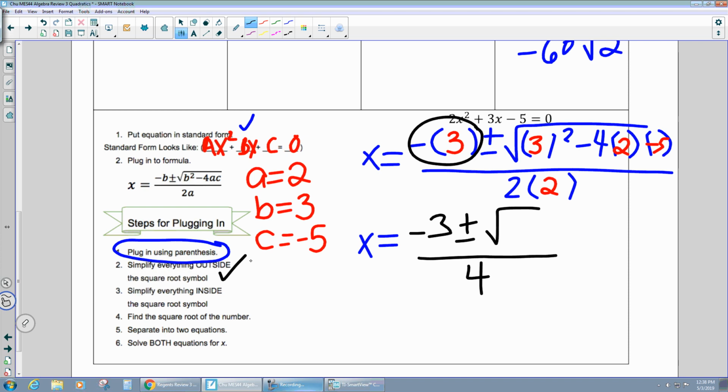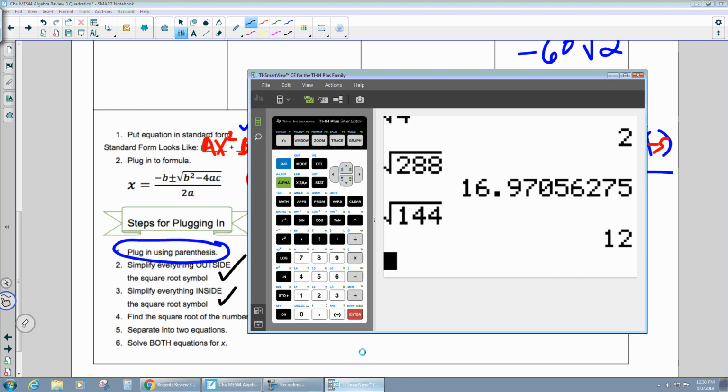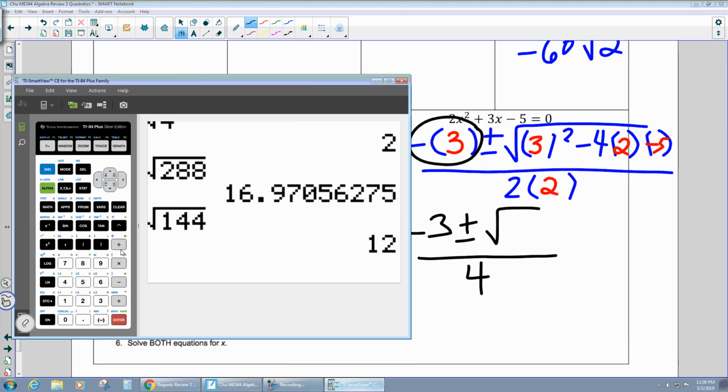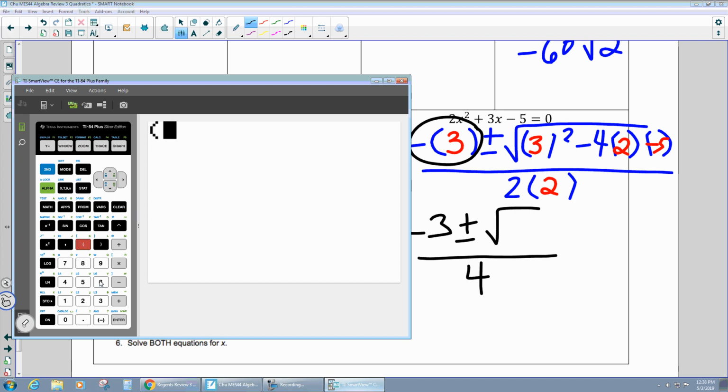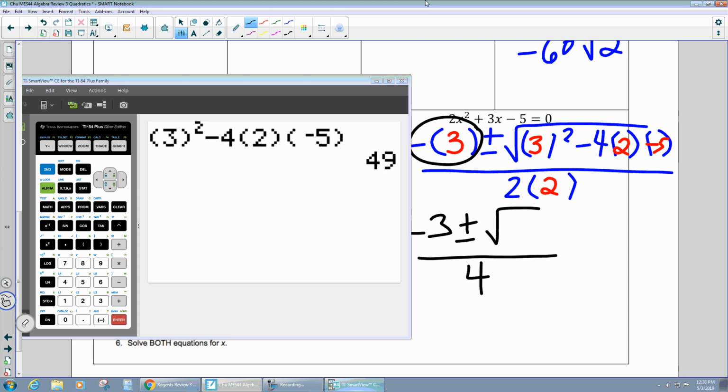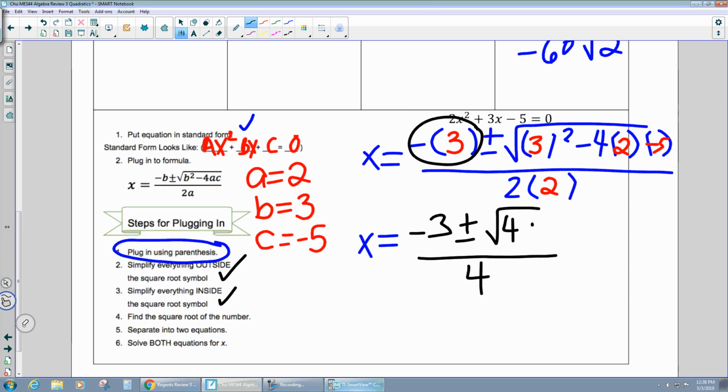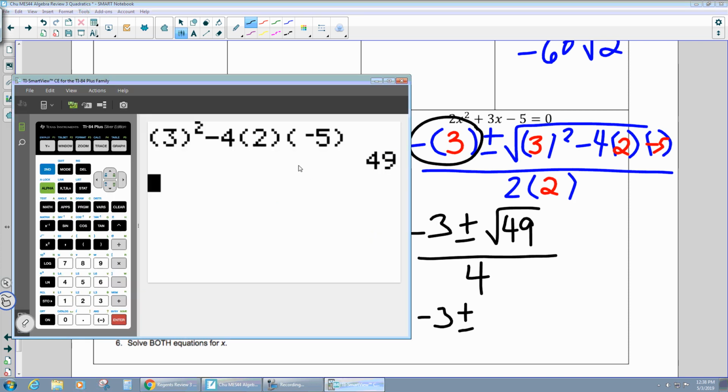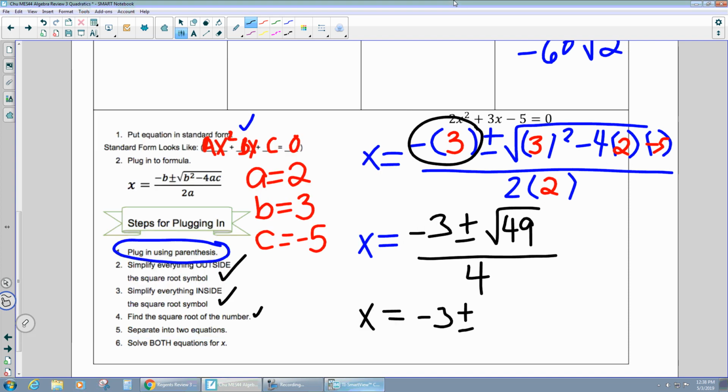Let's simplify everything inside the square root. Take your calculator. Don't press the square root button yet. Just everything inside the square root. So I have 3 squared minus 4, parentheses 2, parentheses negative 5. So inside my square root, I get 49. Step 4, find the square root of the number. So let's do that. x is equal to negative 3 plus or minus the square root of 49, which is going to be 7, and divided by 4.